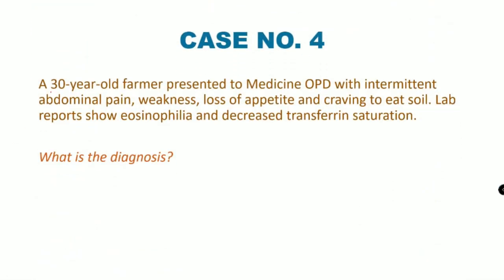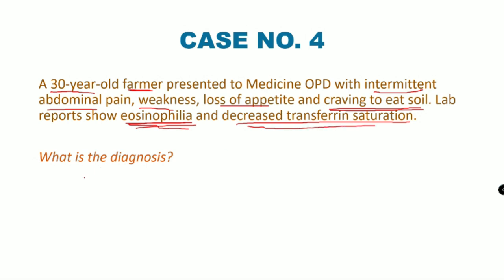So the last scenario: a 30-year-old male farmer presented to medicine OPD with the complaints of intermittent abdominal pain, weakness, loss of appetite, and craving to eat soil. Lab reports show eosinophilia, this is important, eosinophilia, and decreased transferrin saturation. What is the diagnosis? Now, I am not going to tell you the answer to this question. You are going to tell me the answer to this question in the comment section below.